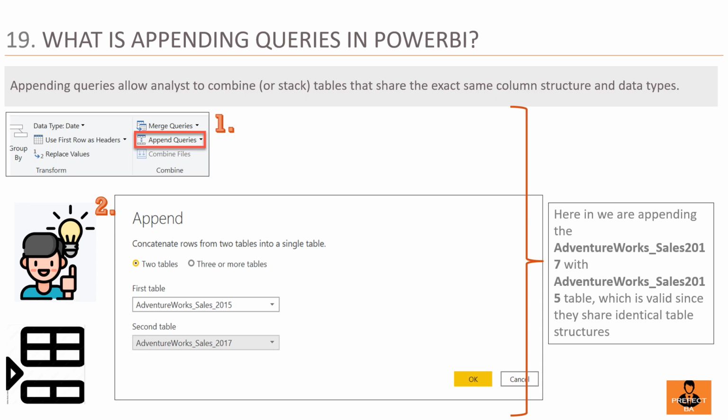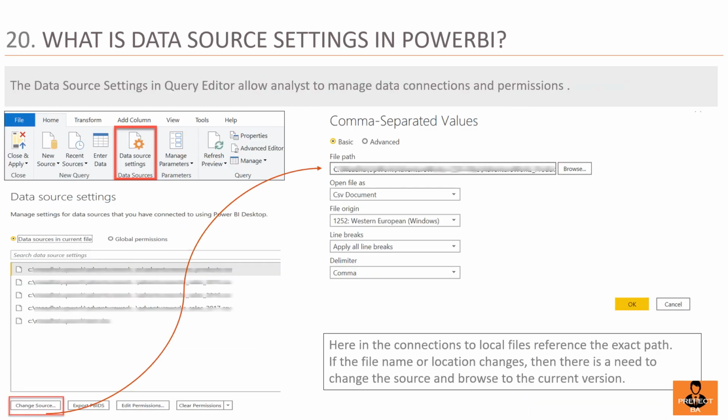Appending functionalities in Power BI adds rows to an existing table. In the example above, the two tables got appended as they share a common schema. The structure is the same for both the tables. Question number 20. What is data source settings in Power BI?